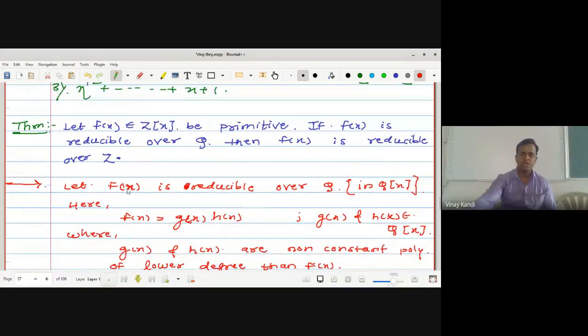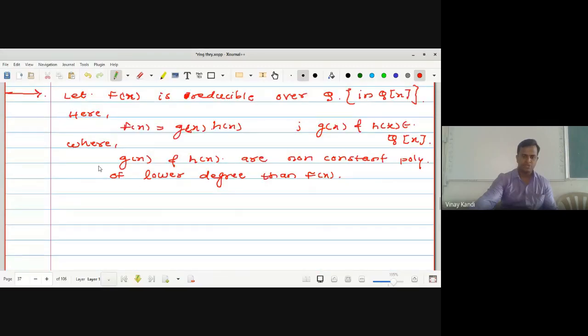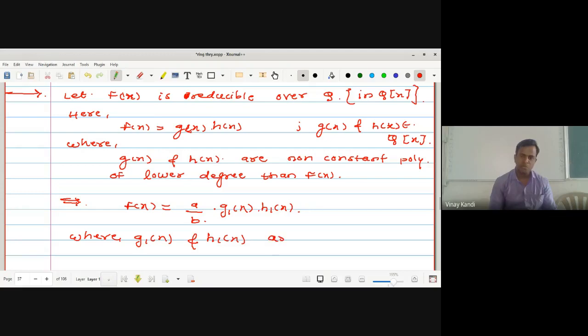No, sir. Okay, we have to do that. Let f(x) be the primitive polynomial. If f(x) is reducible over Q, then f(x) is reducible over Z. Okay, if the polynomial is reducible over Q, then it will automatically be reducible over Z also. Okay, now this implies I can write f(x) equals a/b times g1(x) times h1(x), where g1(x) and h1(x) are primitive polynomials. Okay, we saw this theorem in the last lecture. If f(x) equals g(x) times h(x), so we can write f(x) equals a/b times g1(x) times g2(x), where g1 and g2 are primitive polynomials. Okay.